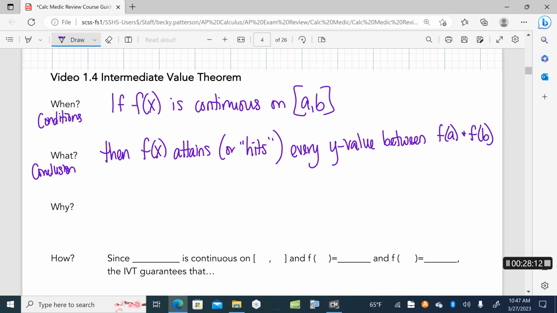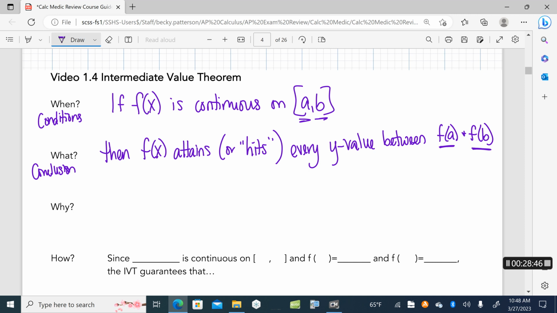And the example I used when I taught this was, if you are 1 foot high when you are, I don't know, 6 months old, and you are 6 foot tall when you are 20 years old, is there an age in between 1 year and 20 years where you are 4 foot tall? And the answer is yes, because height is a continuous function. So at some point between 1 year and 20 years, you had to hit every height between 1 foot and 6 foot.